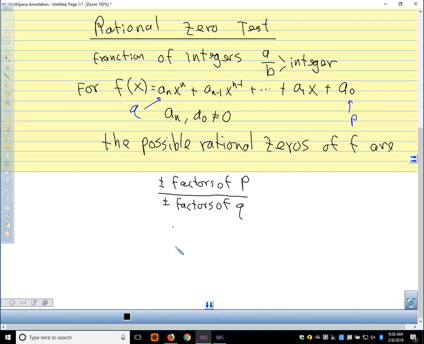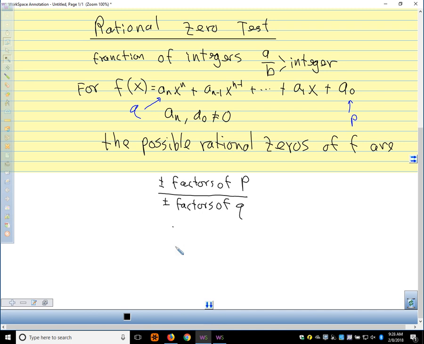So this list that we get for the factors of p over the factors of q is going to give us numbers to try to do synthetic division with, to find our zeros. Now it could turn out that our functions don't have rational zeros, so this test wouldn't give us those roots, but for what we're going to do, our functions are going to be nice, and when we use the rational zero test, we'll be able to get some rational zeros out of it.